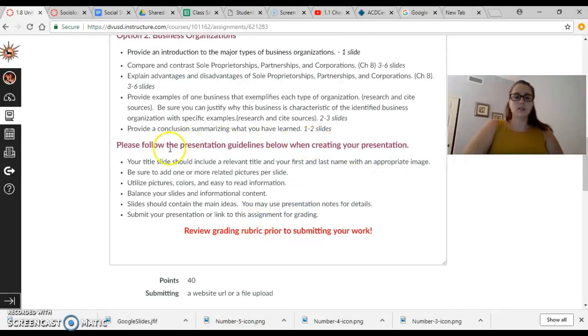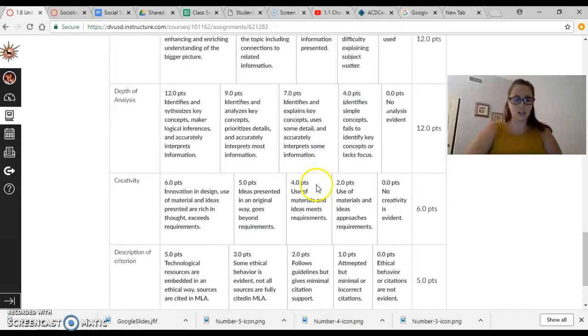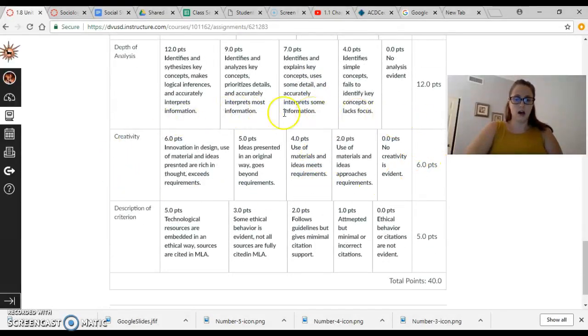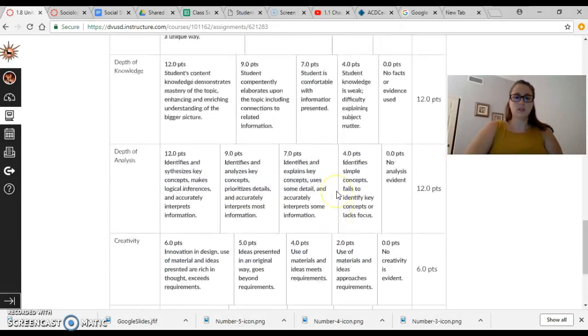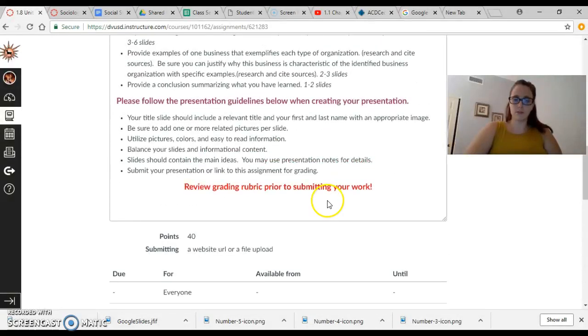As you do this, please make sure you are following these presentation guidelines. You do want to make sure that your title slide includes that relevant title and your first and last name with an appropriate image. You want to also be sure to add one or more related pictures per slide. Utilizing those pictures, colors, easy to read fonts and everything like that goes under your creativity for this particular project, because you definitely always want to look at your rubric, okay? So make sure you look there for that information.